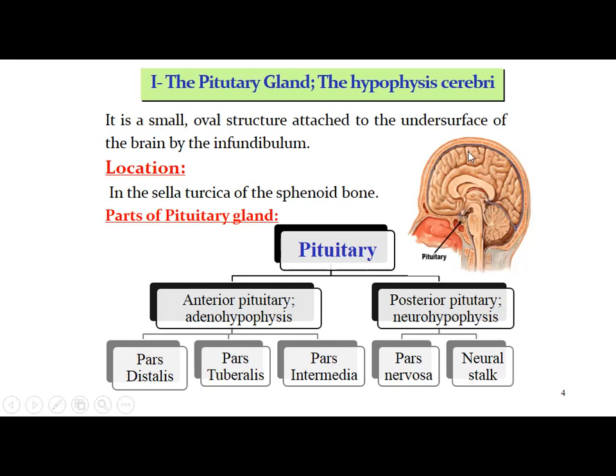So if you see here, this is the brain, this is the base of the skull, and near the base of the skull, below the undersurface of the brain itself, you can see a very small gland coming over here. This is called the pituitary gland. It is connected to the brain by a funnel shaped structure. This is called the infundibulum. Here is the pituitary gland, and this is the funnel shaped infundibulum.